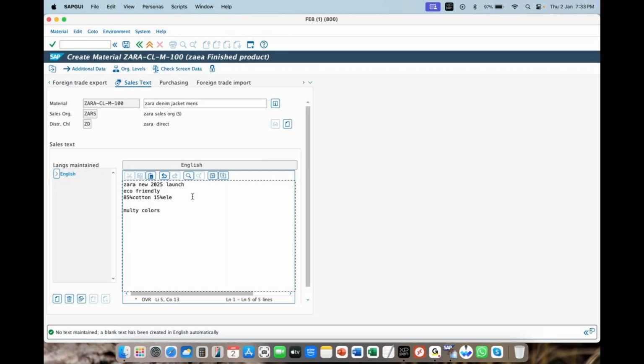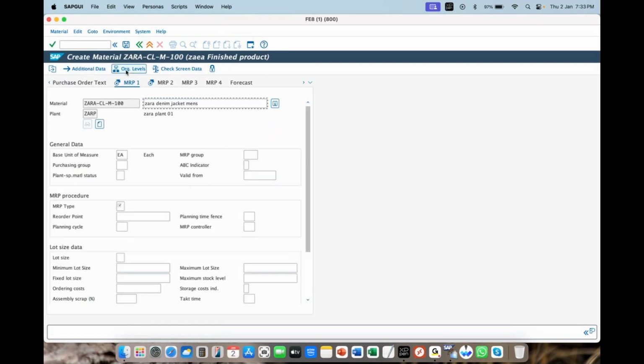See, during the live project, the client will give all the specifications. So give all, and when you press enter, the cursor will move here only. Just click once outside of the box and continue. Then it will take you to the next view, MRP 1.